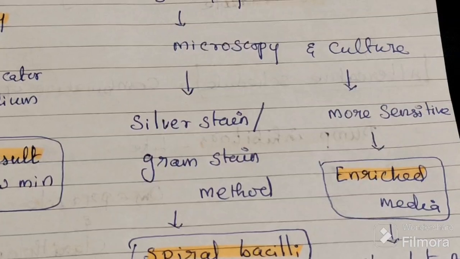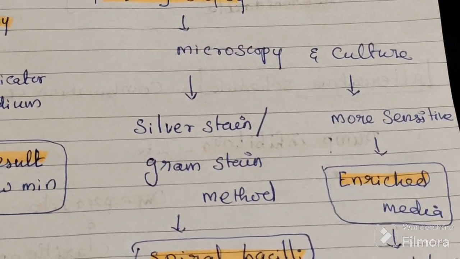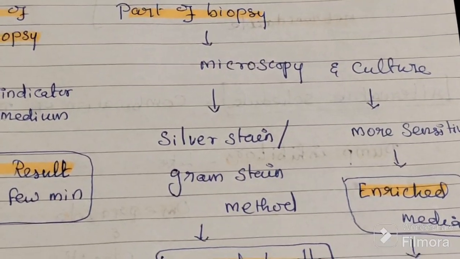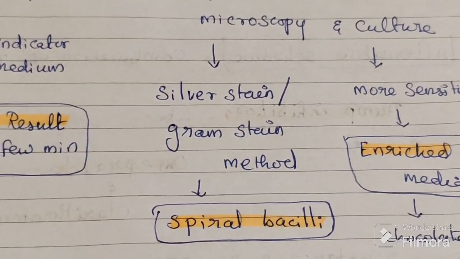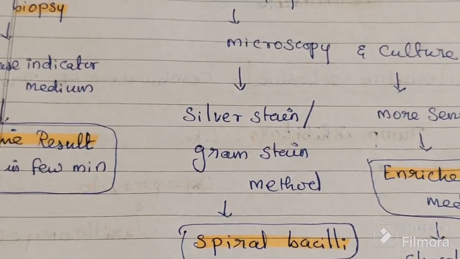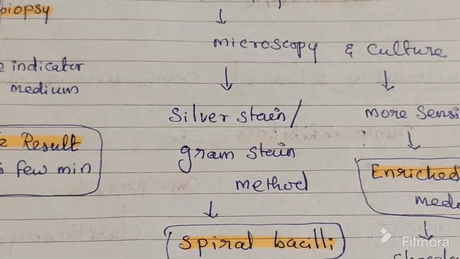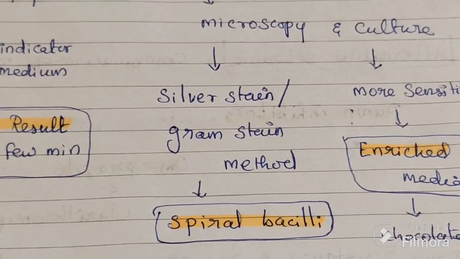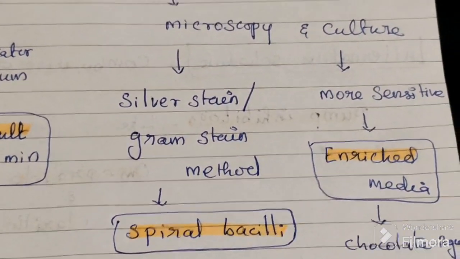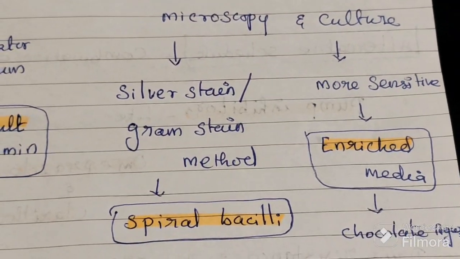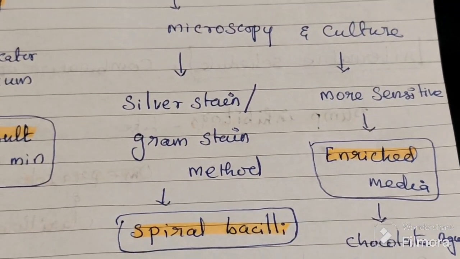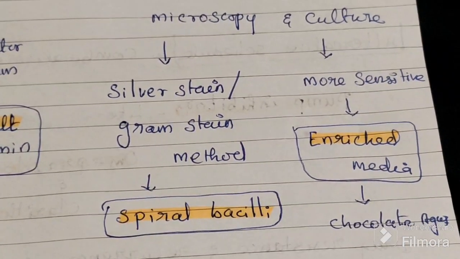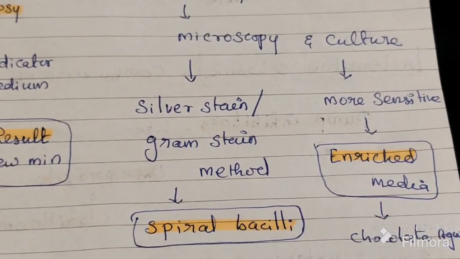Under microscopy, it is stained using silver stain or Gram staining method, which shows spiral bacilli. Then culture is more sensitive. Here we use enriched medium for culturing, chocolate agar medium and Campylobacter medium.